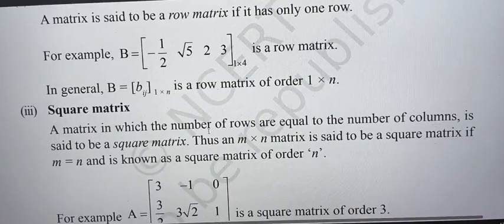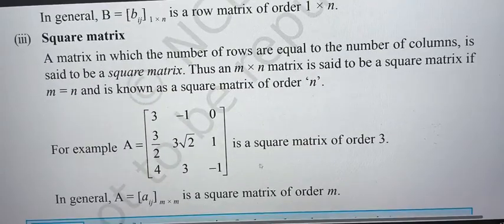Square matrix, one more important one. A square matrix is when the number of rows is equal to the number of columns. That means m will be equal to n. So you can just write m cross m or n cross n. Both of them should have the same letter. And here you see 1, 2, 3 rows are there and 1, 2, 3 columns are there. So a square matrix of order 3. m is equal to n, 3 rows and 3 columns. This will be called a square matrix.